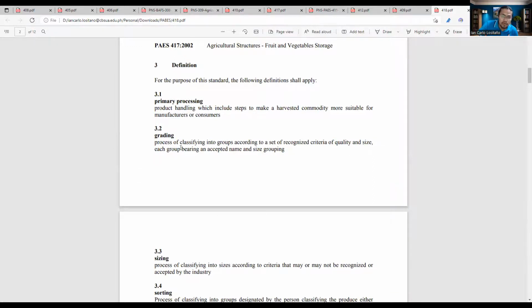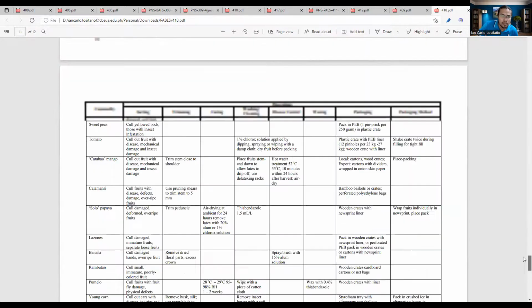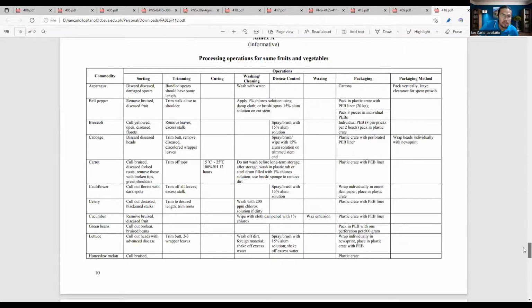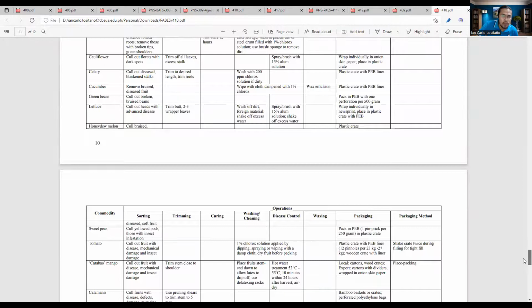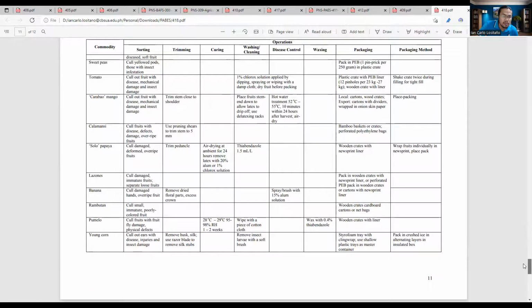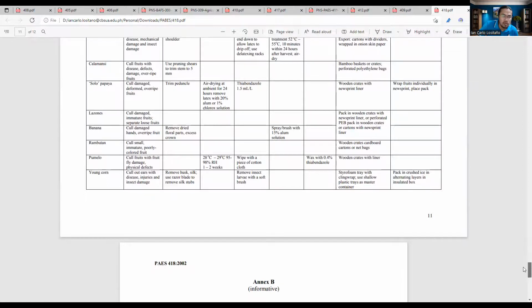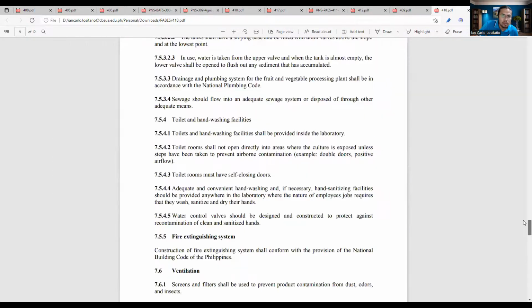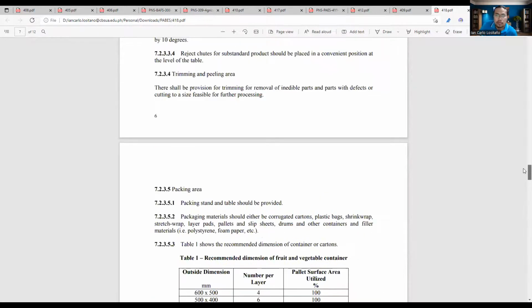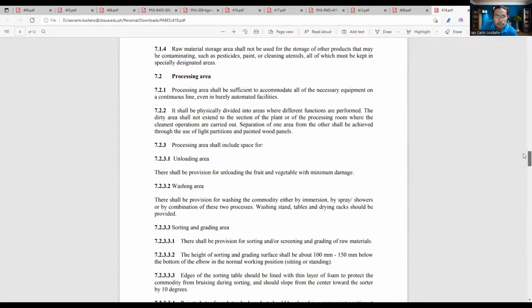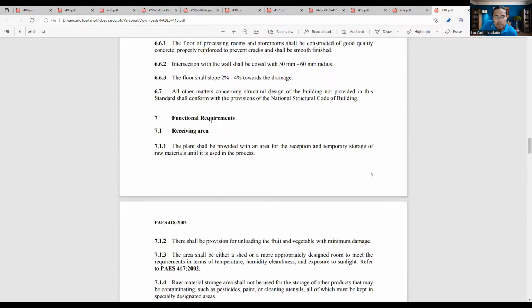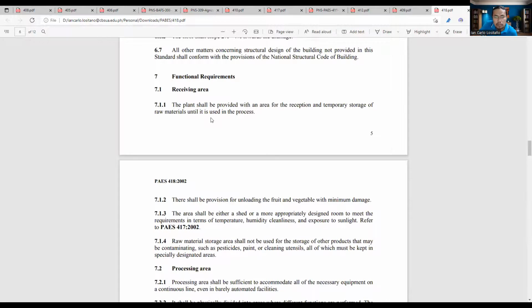which is for further processing or for easier handling. So there's grading, the process of classifying the products. Again, this refers to a lot of products, from asparagus, other high value crops, to peas, tomato, calamansi, even lanzones, corn, and pomelo. Let's go through the different parts of the facility. There should be a receiving area to receive the fruit or vegetables, and then a temporary storage of the raw materials until they are used in the process.